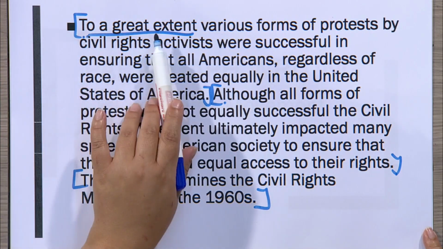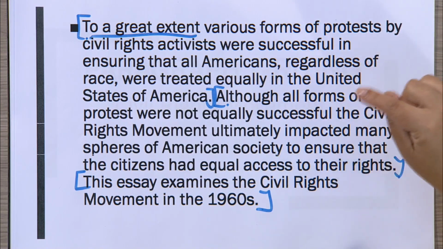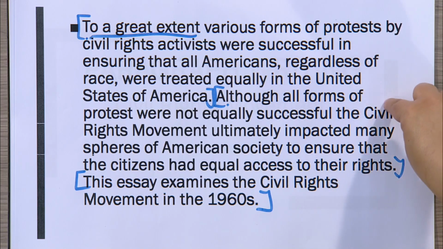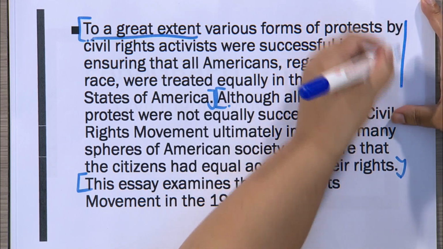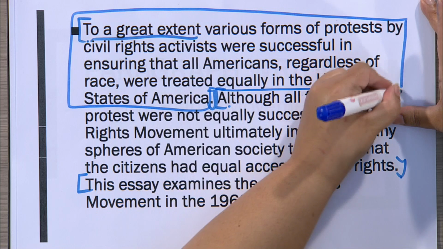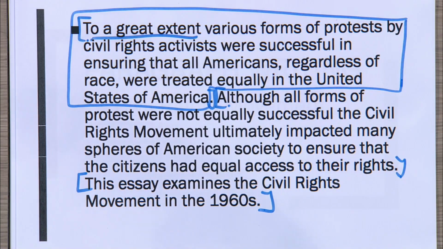We've said, to a great extent, various forms of protest by the civil rights activists were successful in ensuring all Americans, regardless of race, were treated equally in the United States of America. What you should notice, grade 12, is that this entire first sentence is very reminiscent of the question. That is because I'd like to remind you, grade 12, that we've actually hugged the question and the quote that they've given us. Very often when we start writing our essays, we feel uncertain. We're not too certain about how to start.